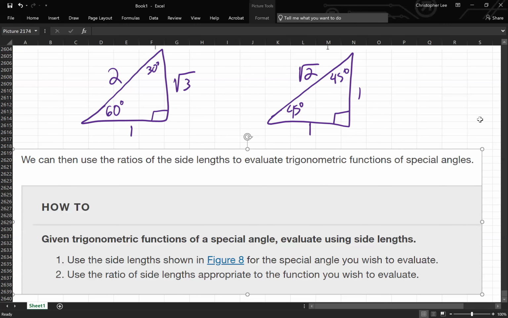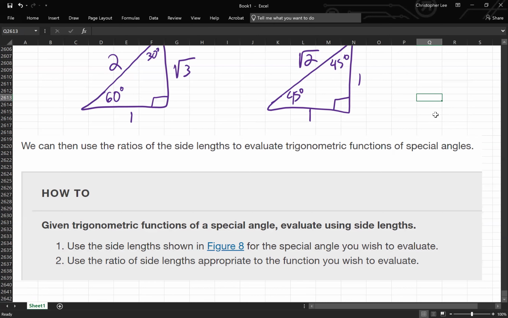So we can then use the ratios of the side lengths to evaluate trigonometric functions of special angles, right? So how to: given the trigonometric functions of a special angle, evaluate using the side length. Here's how you do it. Step 1, use the side length shown in the figure for the special angle you wish to evaluate. Step 2, use the ratio of the side lengths appropriate to the function you wish to evaluate. Very nice and simple.